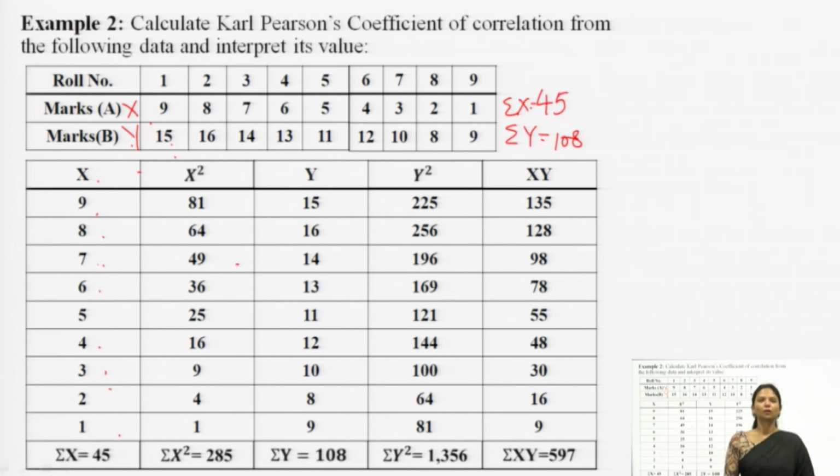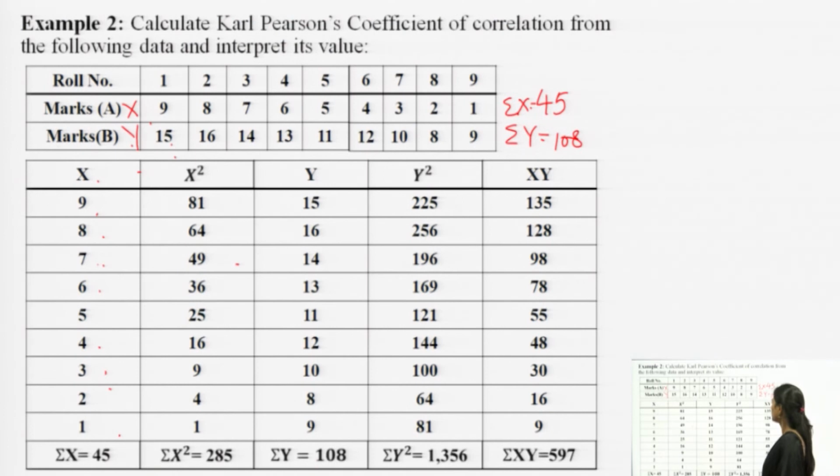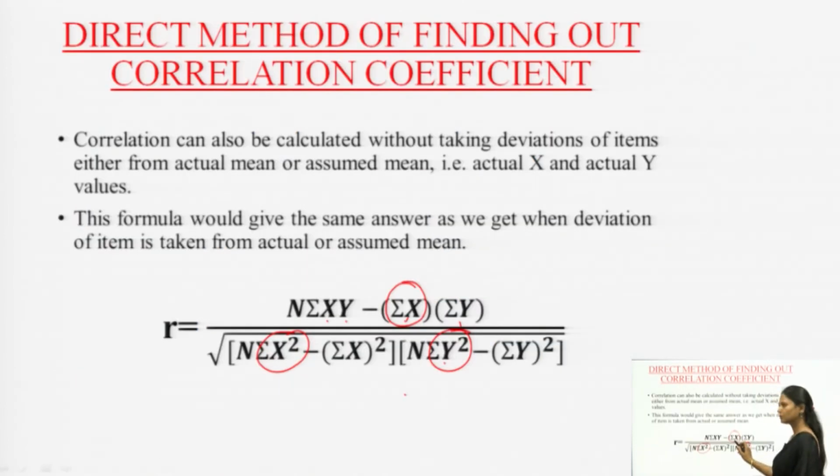Now, what else are they asking in the formula? I have already found out summation of x, summation of y, summation of x square, and summation of y square. What else am I supposed to find out? Summation of x y. n I know, n is equal to 9 in the question. What else am I supposed to find out?